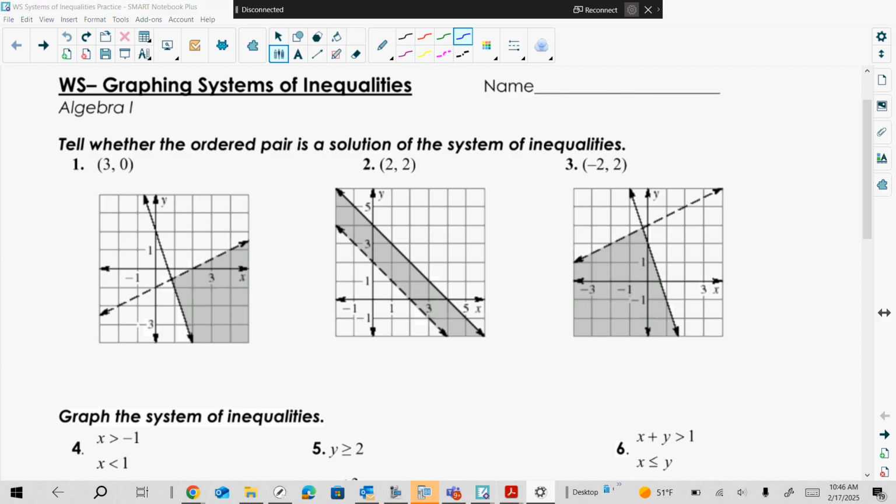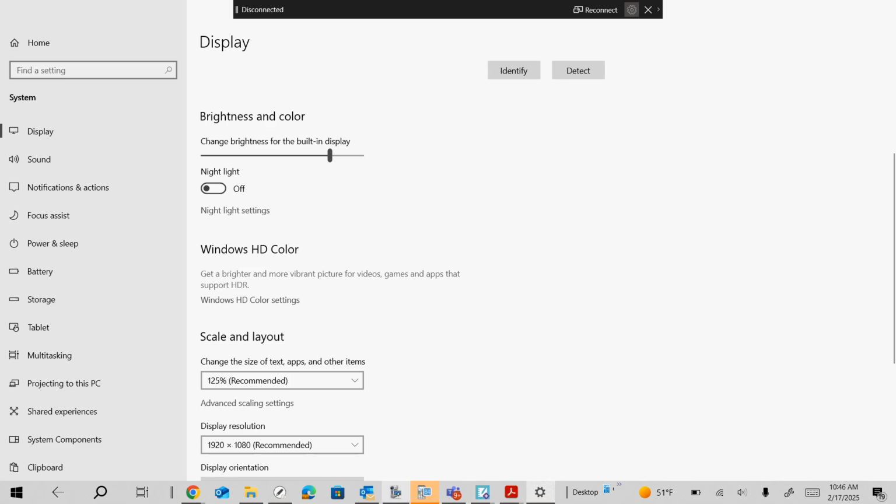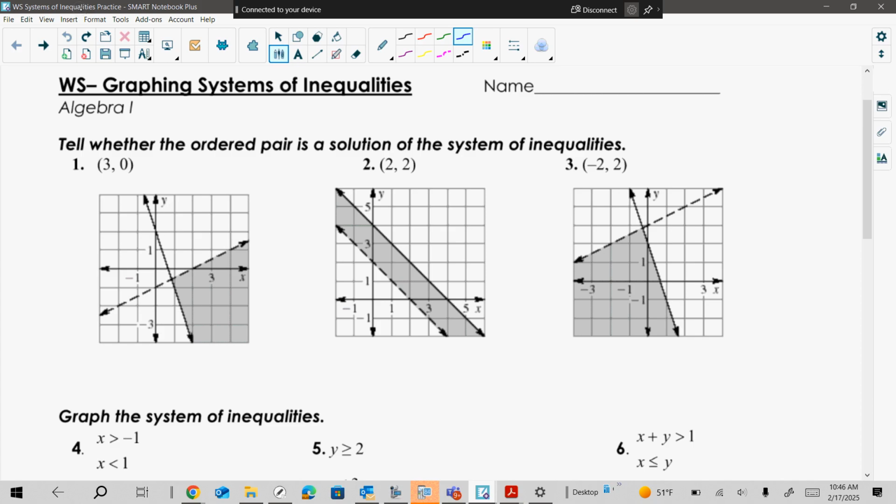Sorry about that. So, tell where the ordered pair is. The ordered pair is your x comma y. So this would be x is 3, y is 0. Your x-axis is a horizontal line. So here is the point 3, 0. Is this a solution? Yes.